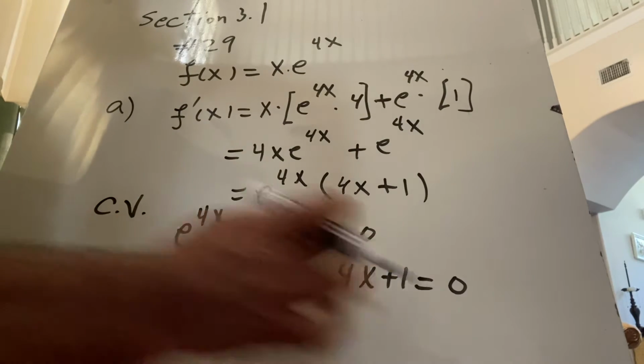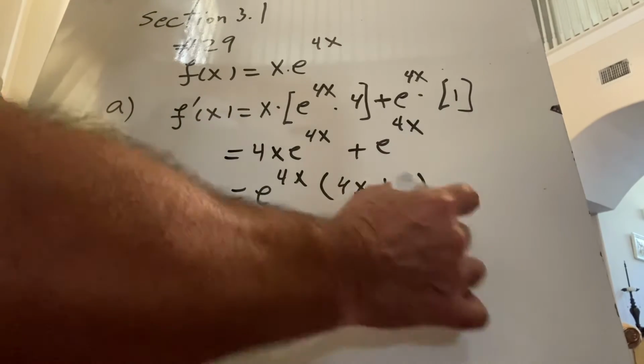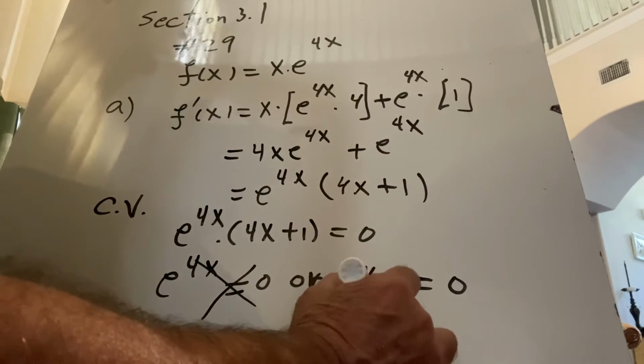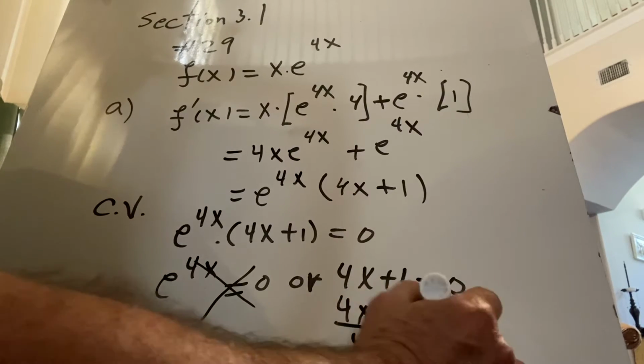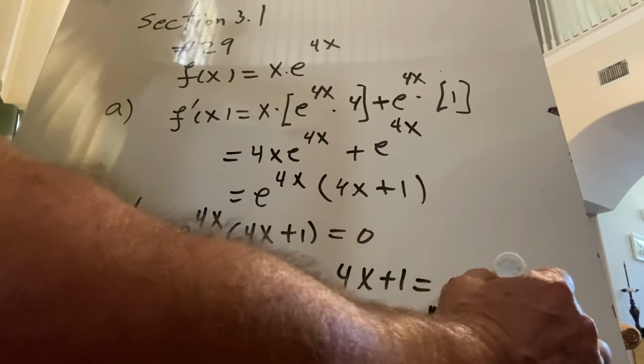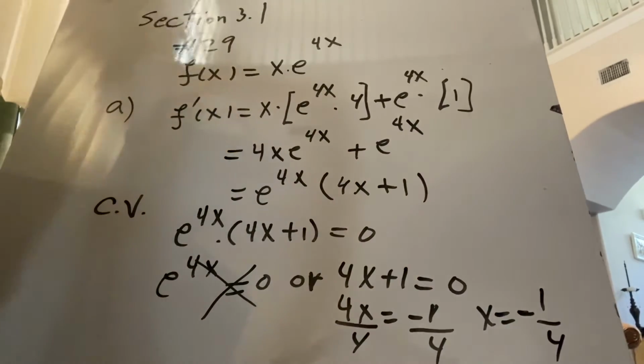But this one is a linear equation. If you solve that, as you move the 1 over, that becomes 4x equal to negative 1, and then divide by 4. So you do get a critical value. I'm just going to put it right here, which is x equals negative 1/4. Okay, so there is our critical value.